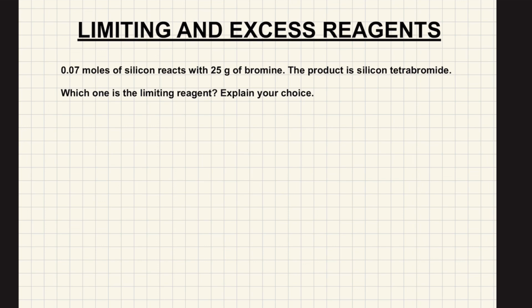Okay, so what is the first step? The first step is to write the equation. So let's look at this. We know there will be silicon, and we know there will be bromine, and we know that the product is silicon tetrabromide. So let's write that down. So silicon is Si plus bromine is Br, and it becomes SiBr4 because silicon tetrabromide. Okay, now I already see that there's a problem here.